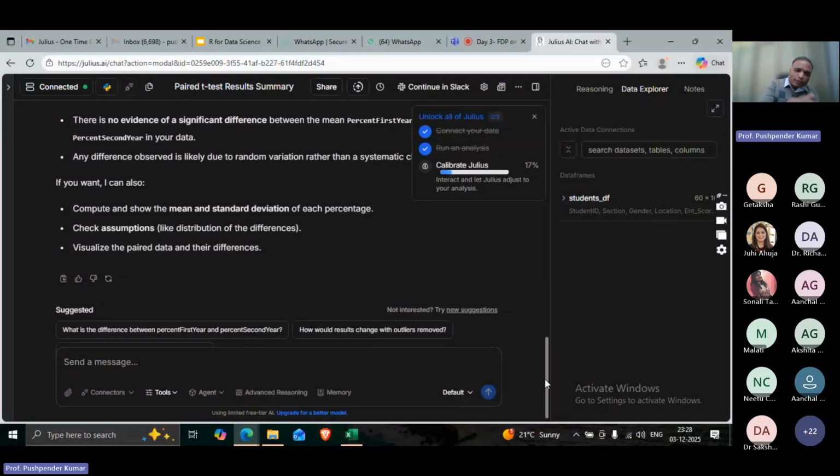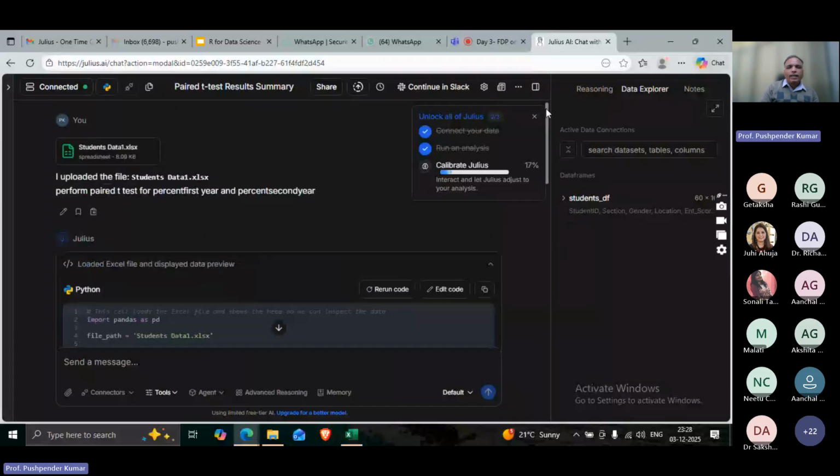And now it will give you some suggestions also. It is saying what is the difference between percentage and mass. You can calculate how the result would change if outliers are removed, right? You can remove outliers also. As a student version, it costs you 500 rupees per month. And it can help you to perform all advanced kinds of analytics, my dear friend.